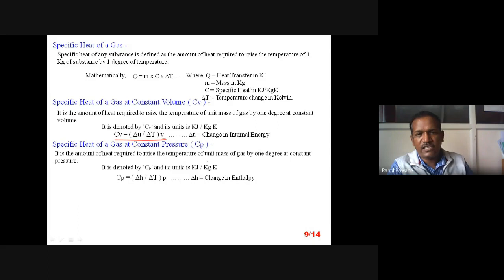But in a constant pressure process, there is a change in volume. So Cp, specific heat at constant pressure, is defined as change in enthalpy divided by change in temperature at constant pressure. So remember, when volume is constant, total heat is utilized for change in internal energy. If pressure is constant, total heat will be utilized for change in enthalpy. There is work also.